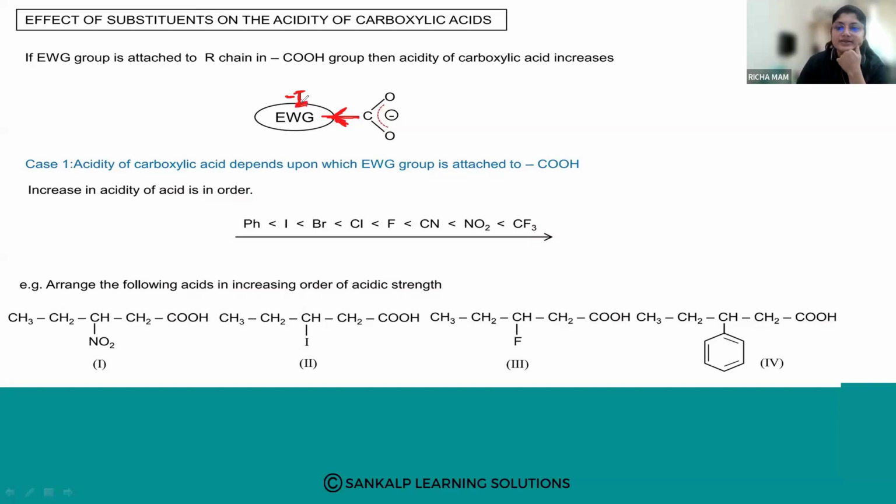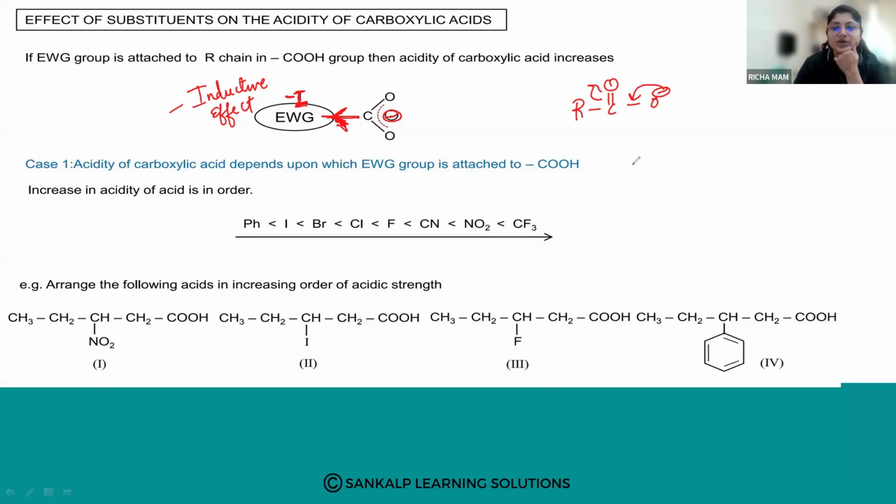So it will show a minus I effect, that is, the inductive effect. The electron withdrawing group is highly electronegative in nature, so it will tend to pull the electrons towards itself. Now this carboxylate ion has a negative charge. As I can show you here, this will be stabilized. This is resonance stabilized.